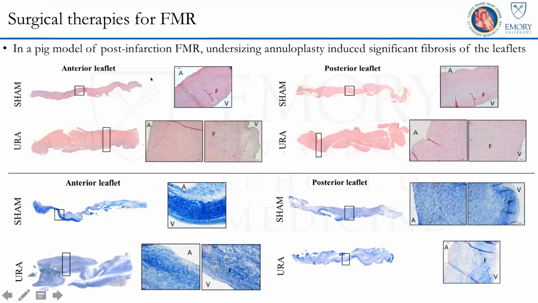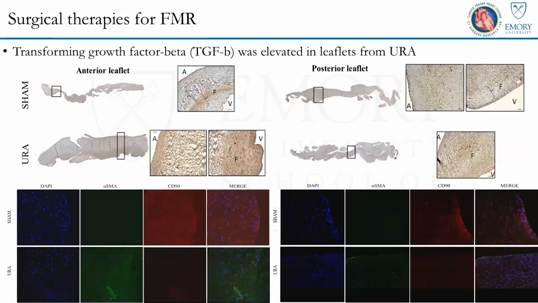At termination, what we found is that the leaflets from the sham group, which did not receive any repair, were significantly thinner compared to the group that received annuloplasty, indicating that doing annuloplasty and restoring this coaptation is great, but then we are possibly stretching the leaflets and inducing biological remodeling of these valves. And what we found is that these leaflets tend to have highly elevated transforming growth factor beta, which is associated with fibrosis via a shift in the cellular phenotype from a quiescent phenotype, which is normally how valve cells are, to an activated phenotype that synthesizes a lot of extracellular matrix.